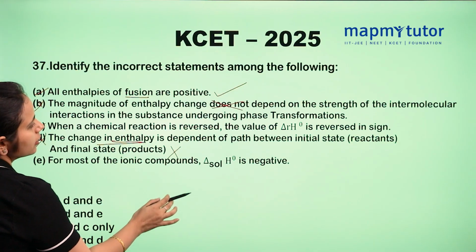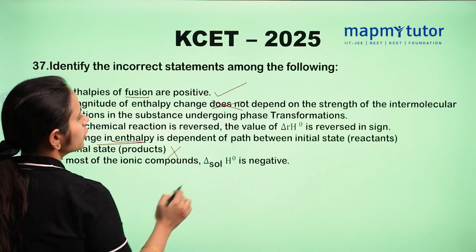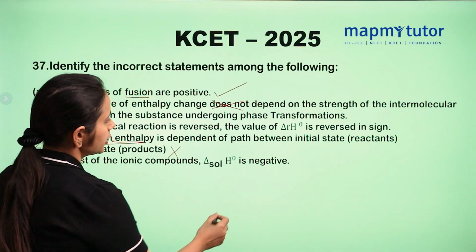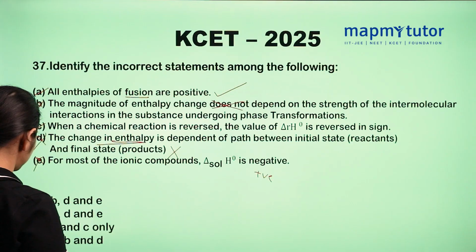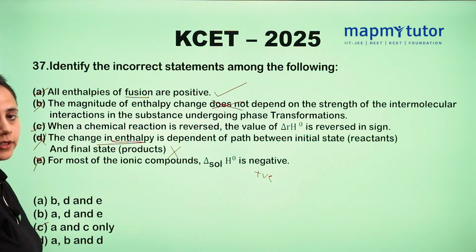For most of the ionic compounds, delta solution H naught is negative. This is again wrong. It is positive. So it is not negative. So only A and C are right. So C is the right answer.